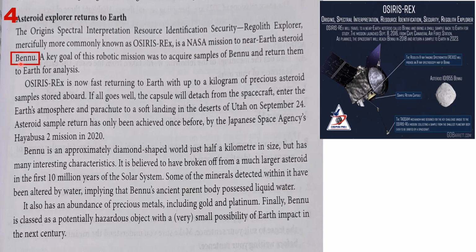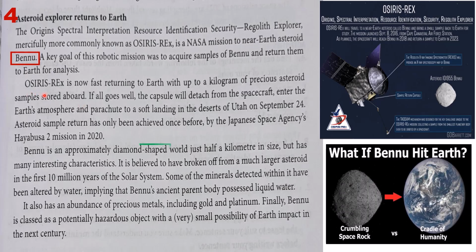The name of the asteroid is Bennu. A key goal of the robotic mission was to acquire samples of Bennu and return them to Earth for analysis. So this spacecraft goes around this asteroid Bennu and brings back some samples. So Osiris Rex is now fast returning to Earth with up to a kilogram of precious asteroid samples stored aboard. So this spacecraft Osiris Rex is going to make orbits around this diamond-shaped Bennu. The asteroid is diamond-shaped, and then it will come back.